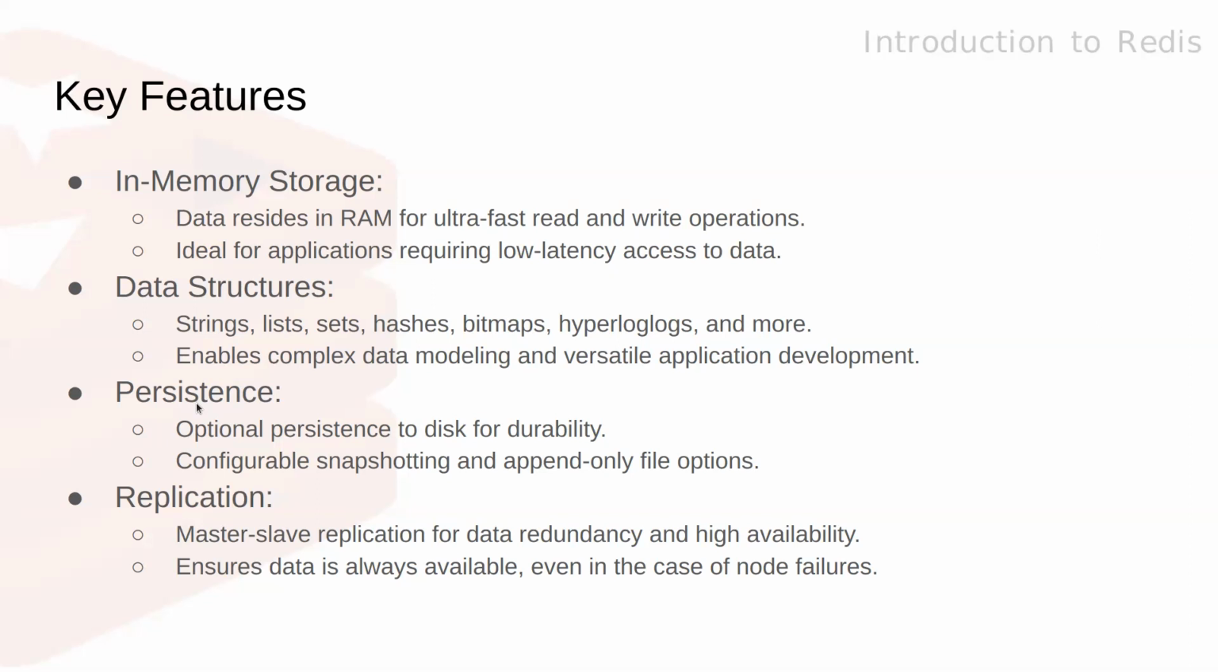Persistence is another key feature of Redis. We can enable persistence in Redis, which means the data can be written to disk as well. When we are using RAM for saving data, once the server is restarted, we will lose the data, right? So if we enable persistence, the data will be stored on disk so that we can access it later also. So there is optional persistence to disk for durability, configurable snapshotting, and append-only file operations.